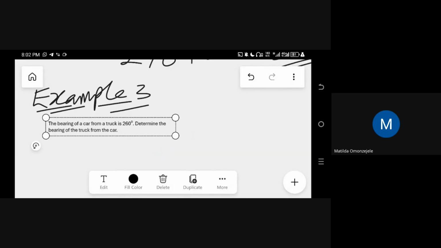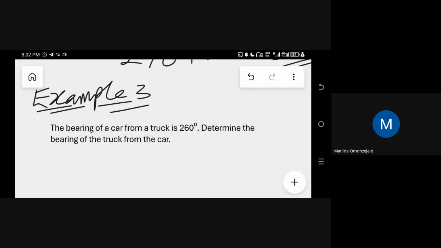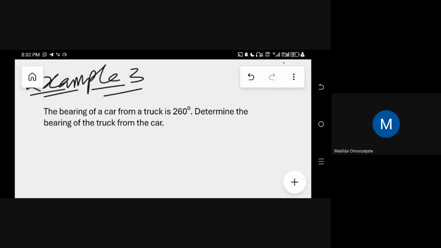Okay, so this is the question. The bearing of a car from a truck is 260 degrees. Determine the bearing of the truck from the car.